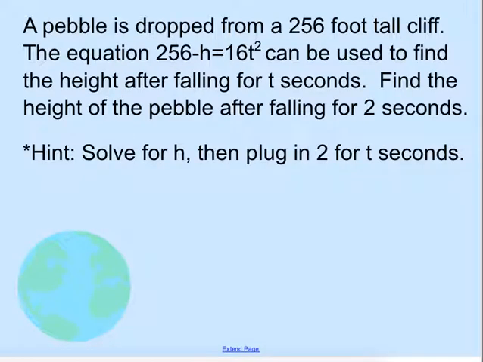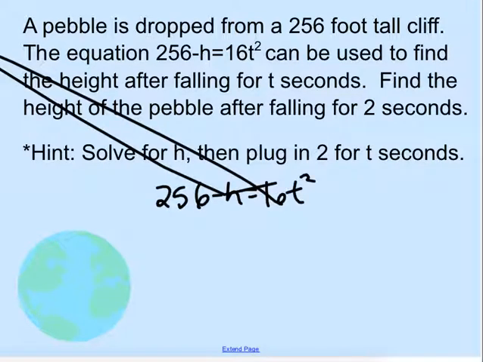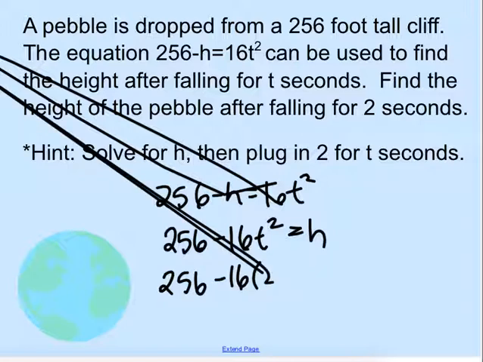And lastly, if we have this quadratic and have some information, all we're doing is plugging it in. So if I have 256 minus h equals 16t squared, if I want the height for 2 seconds, I could flip this around so that I have h by itself, get 256 minus 16t squared equals h. I just flip the h and the 16t squared, and I plug in 2 for t. So I get 256 minus 16 times 2 squared. And you can work that out for yourself and figure out what the height is at 2 seconds.